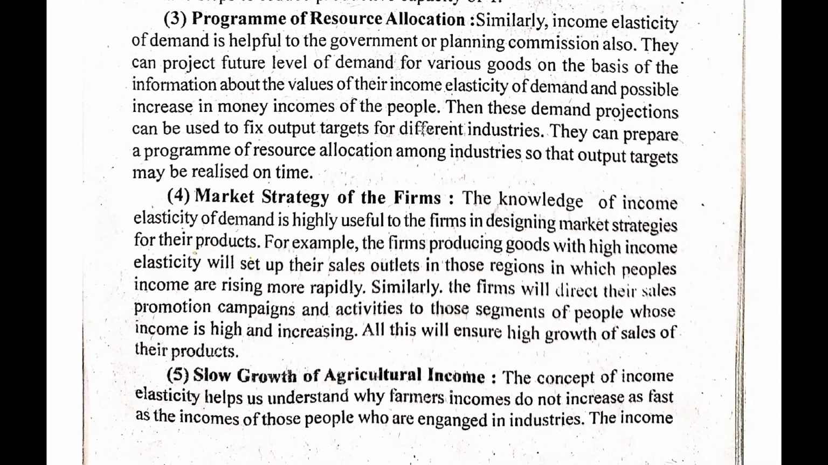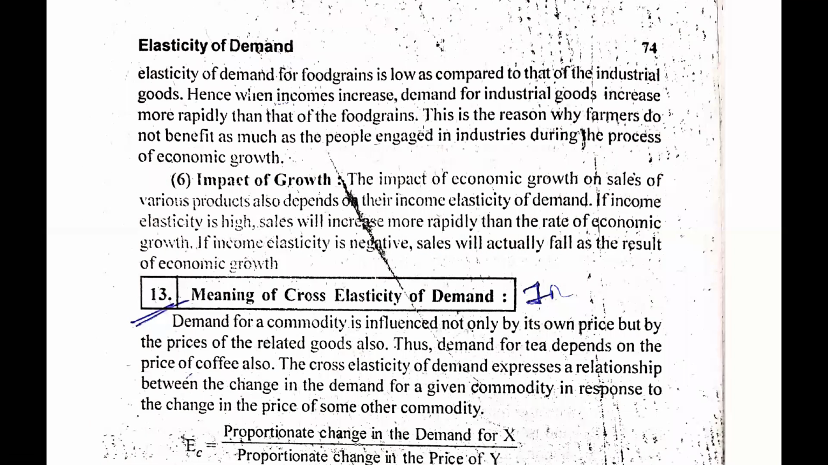So the demand for agricultural goods will remain inelastic, and we can say the income of the agricultural people will remain the same, or will decrease relatively, because when the income of people increases, they will prefer more industrial goods rather than agricultural goods.